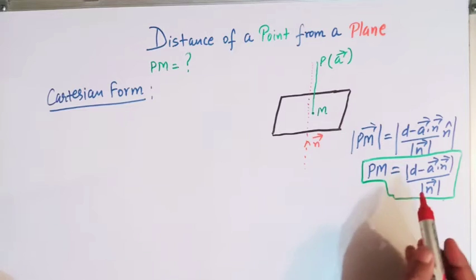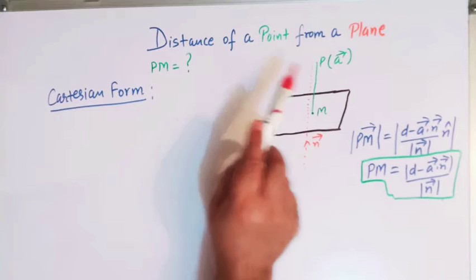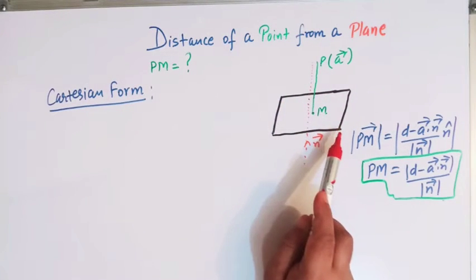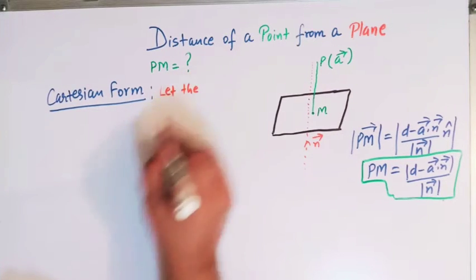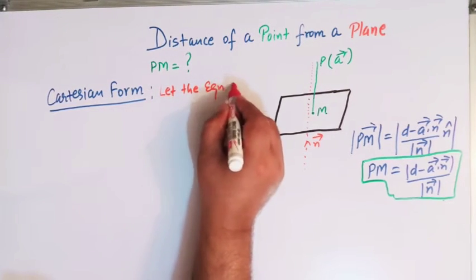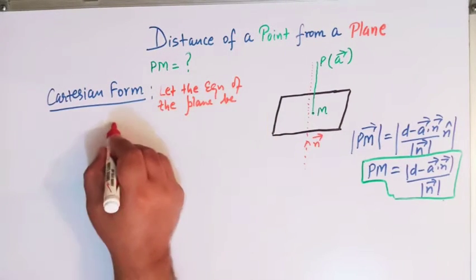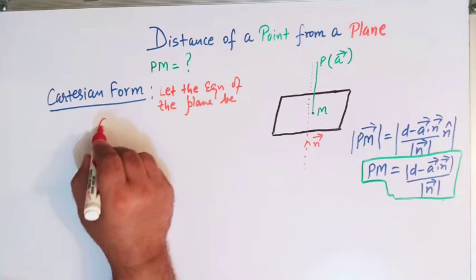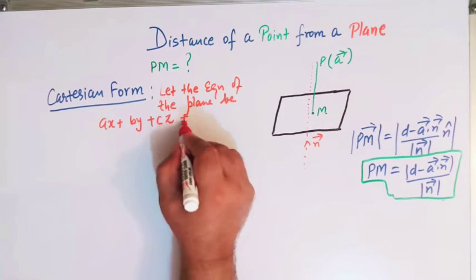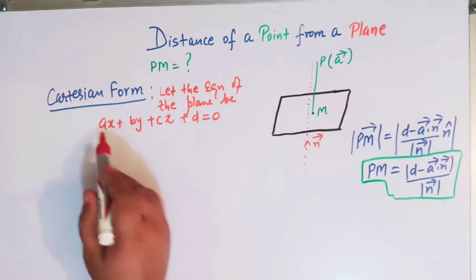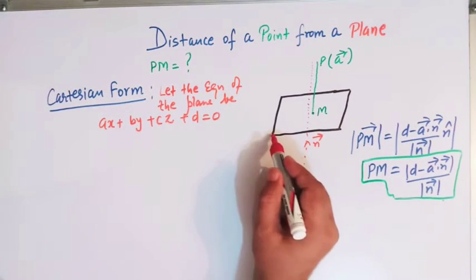Now viewers, let us find the Cartesian form of the formula for the perpendicular distance of a point P from this plane. Let the equation of the plane be ax + by + cz + d = 0. This is the general form of the equation of a plane.